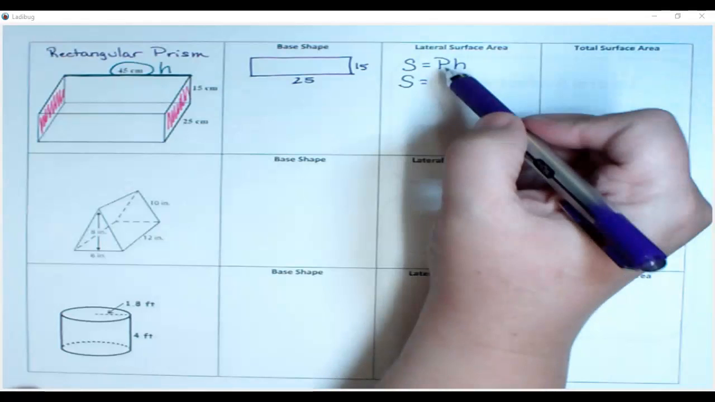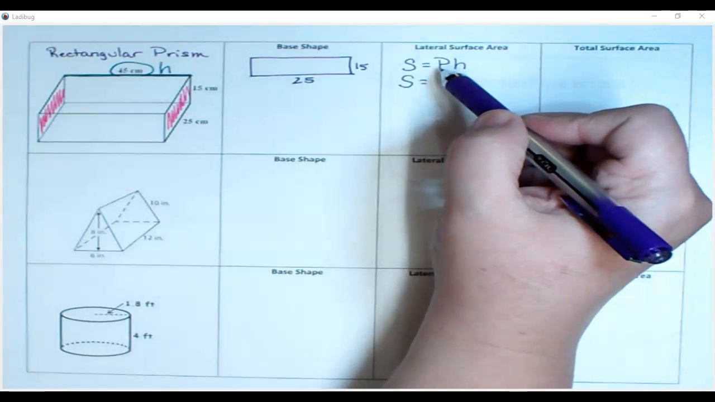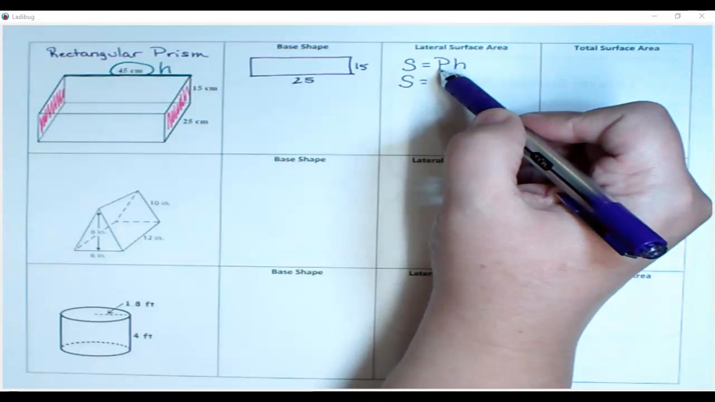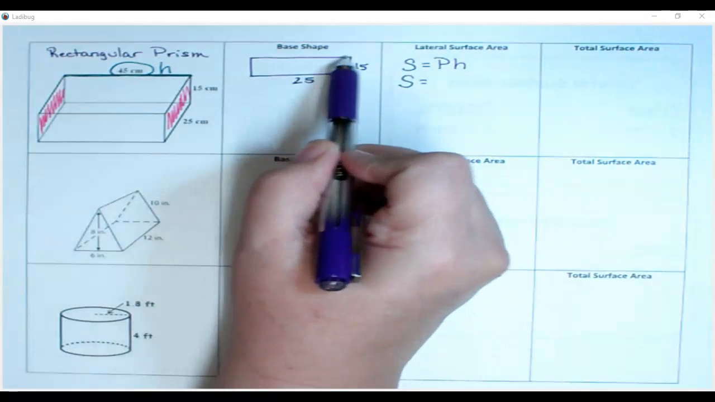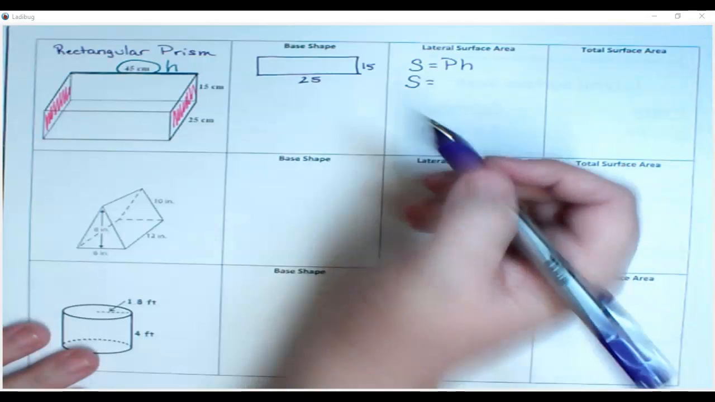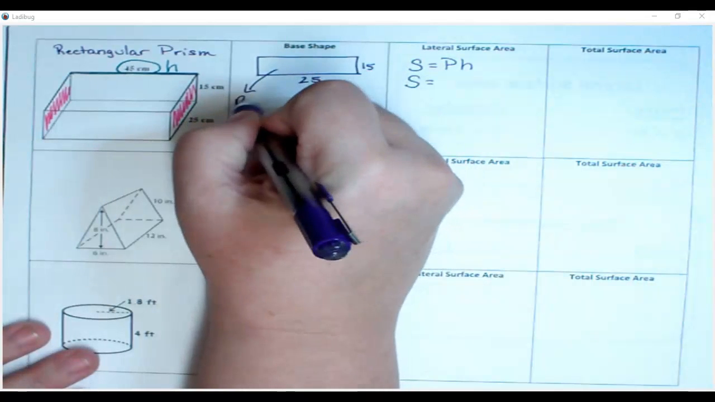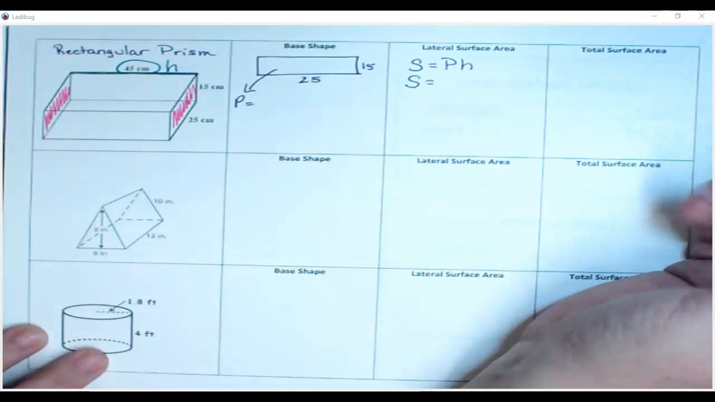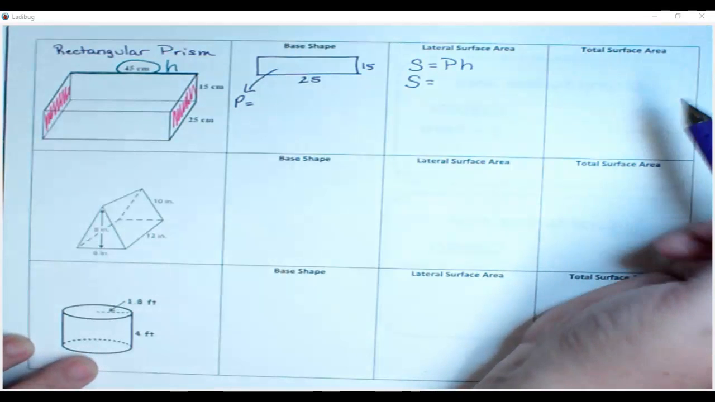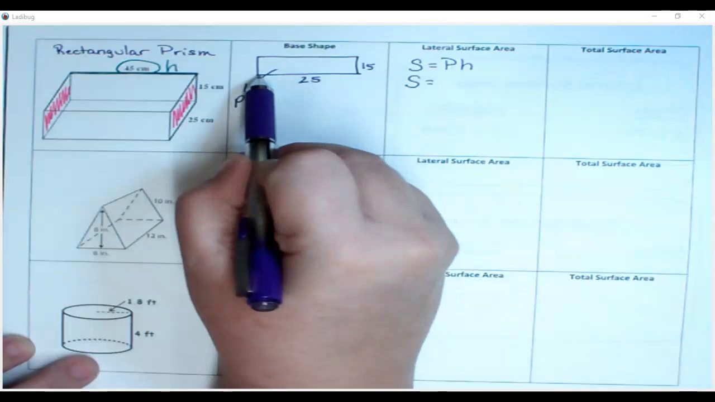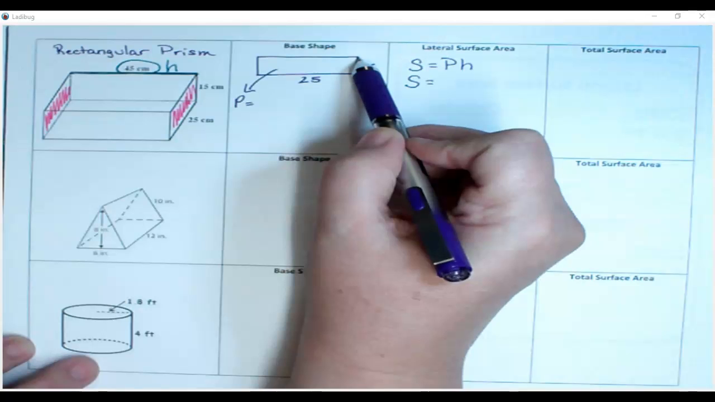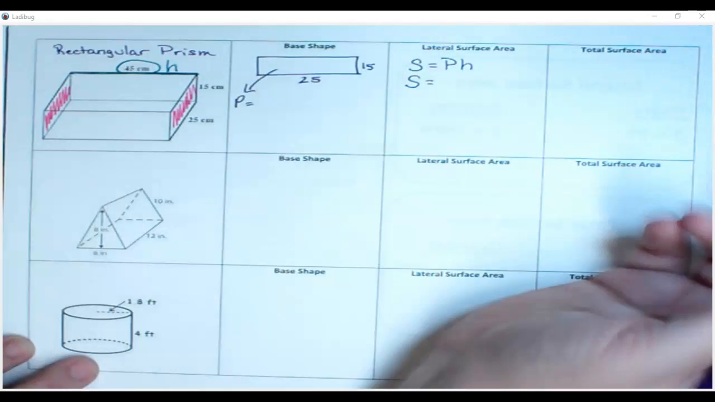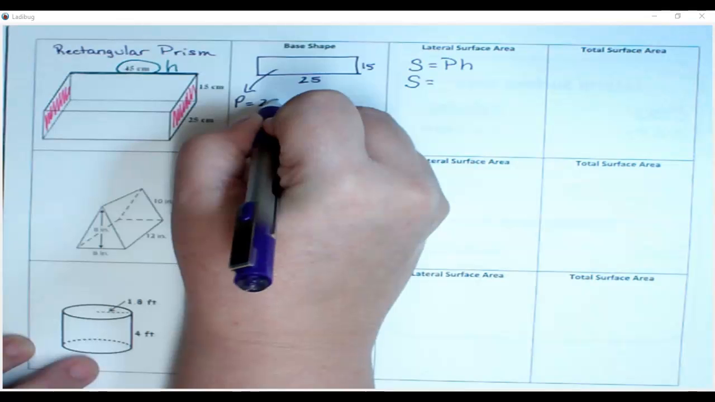S equals capital P. Well, what does capital P represent? Capital P, that's right, it represents the perimeter of the base. So it's going to be the perimeter all the way around this base shape. So we're going to come off to the side and calculate the perimeter. Remember, the perimeter of any shape you can find by adding all the sides. So if the bottom side is 25, the top will be 25. If the right side is 15, the left will be 15. So I'm just going to add those up.